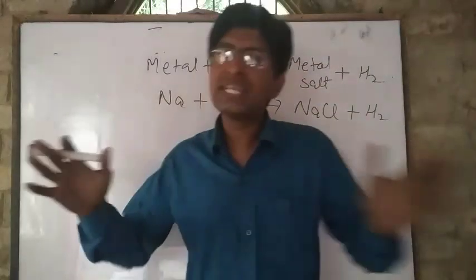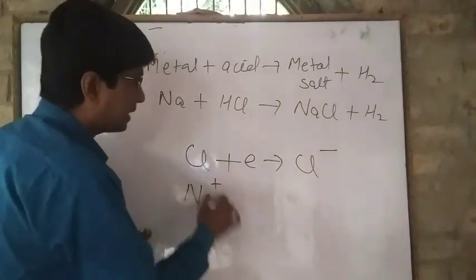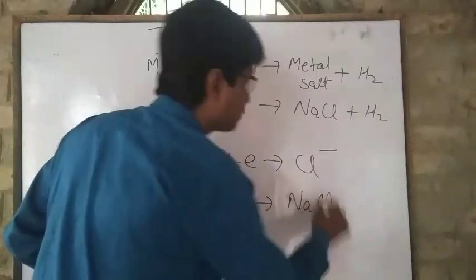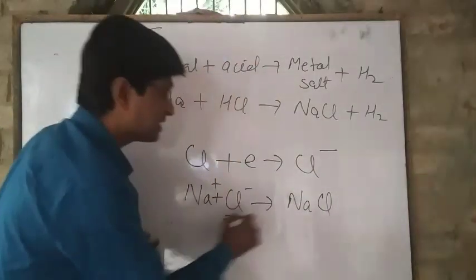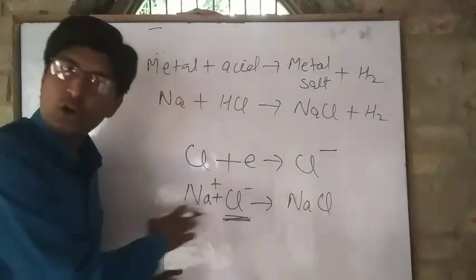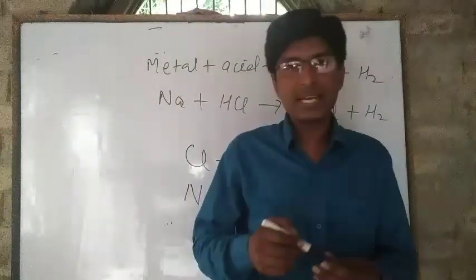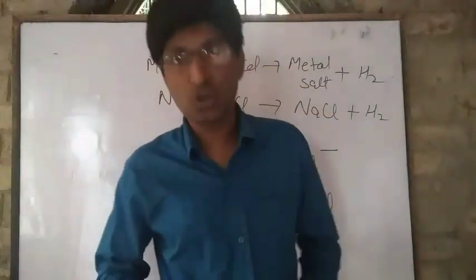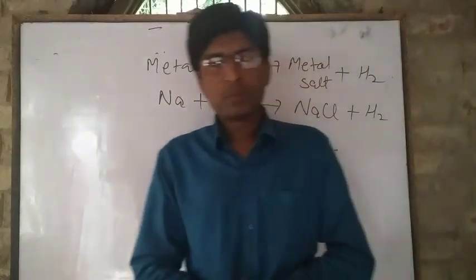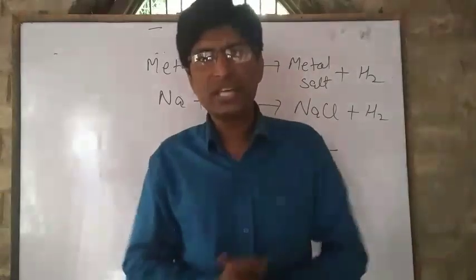Nonmetals are oxidizing agents. In the reaction of Na with chlorine, when they react, they form sodium chloride. Here the nonmetal acts as an oxidizing agent because it helps in the oxidation of sodium. So nonmetals are generally strong oxidizing agents. So these are the chemical properties. Nonmetals do not react with water. Nonmetals do not react with acid.